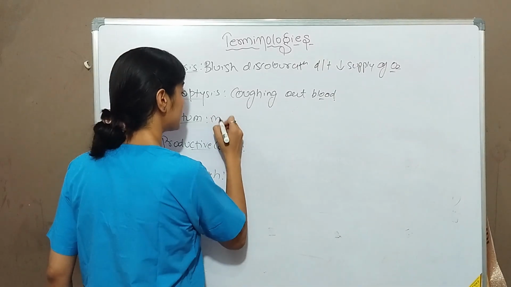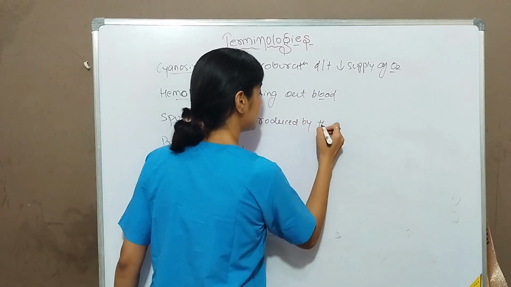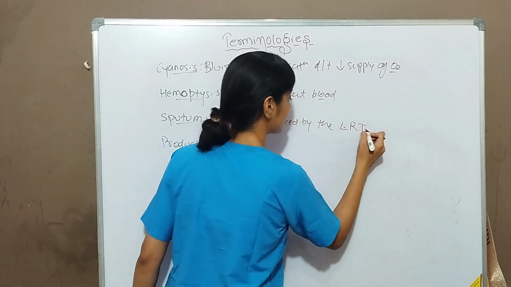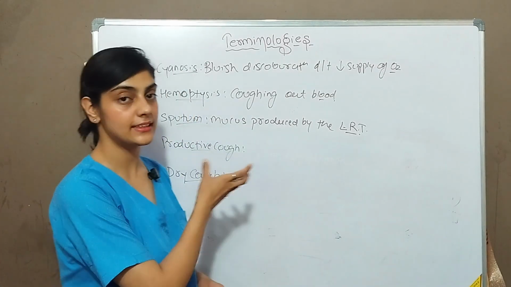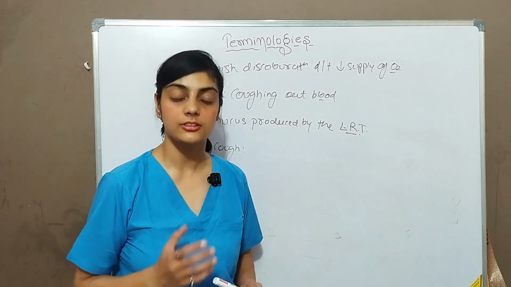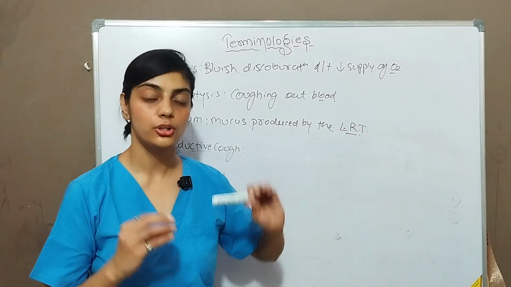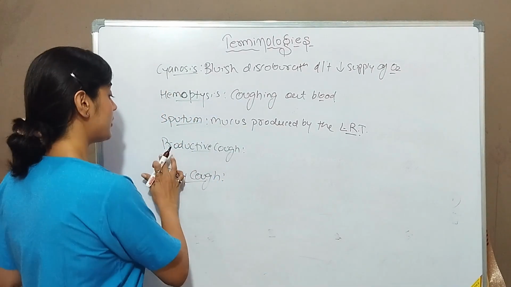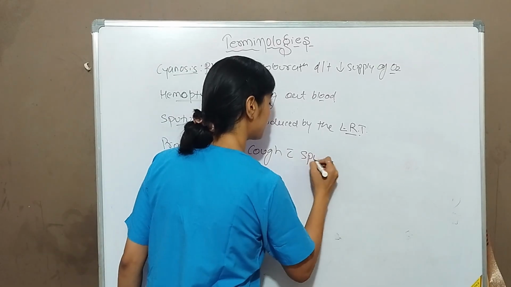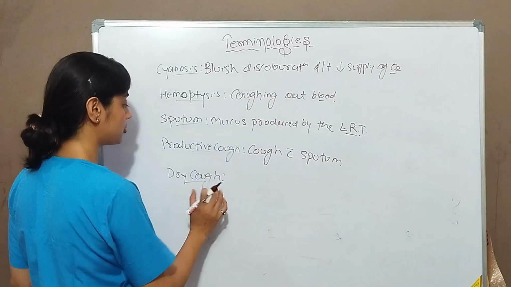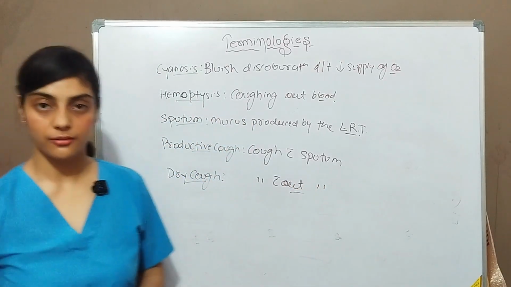Then we have sputum. Sputum is mucus produced by the lower respiratory tract. The lower respiratory tract produces mucus, which is known as sputum. It occurs due to some irritant, as a response of the lower respiratory tract. Then we have productive cough. Productive cough means cough with sputum, and dry cough is cough without sputum.